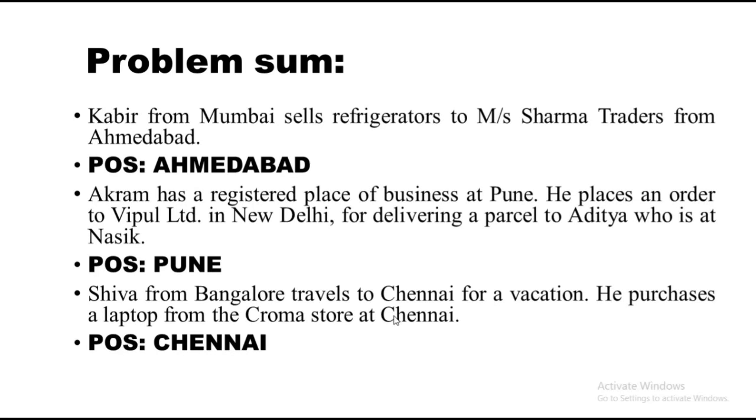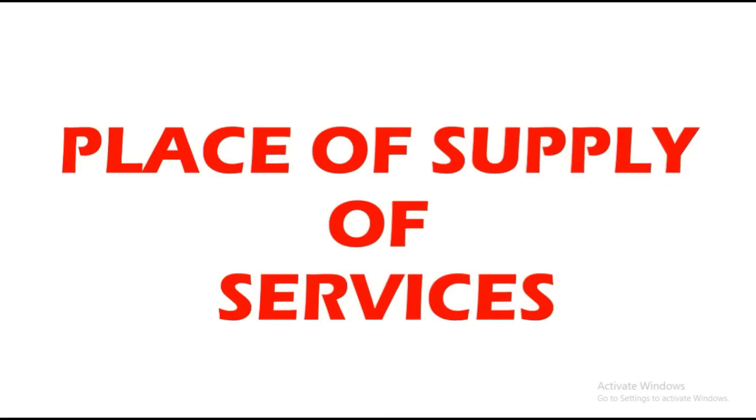So these were a few examples of how questions can be asked based on place of supply of goods. Now we jump to the second important part of this topic, that is place of supply of services. There are basically 9 categories of services that can come from the exam point of view. So we'll go through one rule at a time, and under each rule we will take a few examples to understand what kind of question can be asked in the exams. Okay, so we'll start.